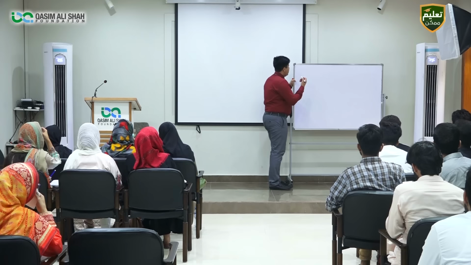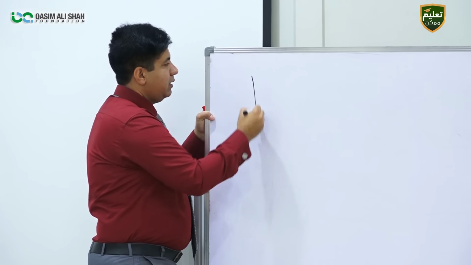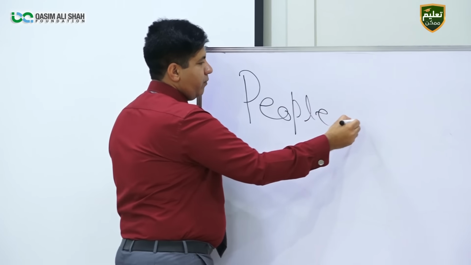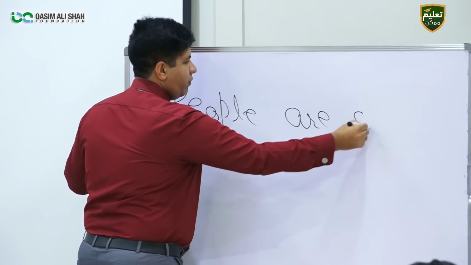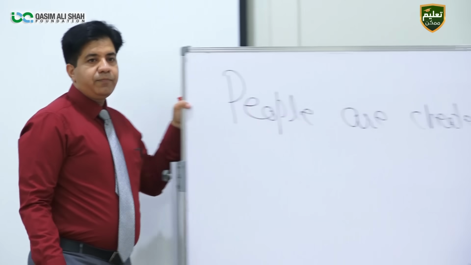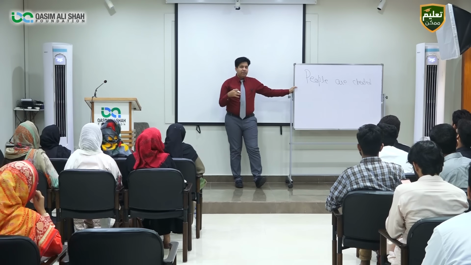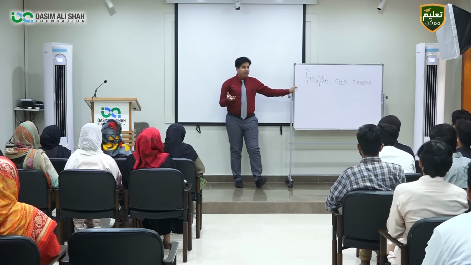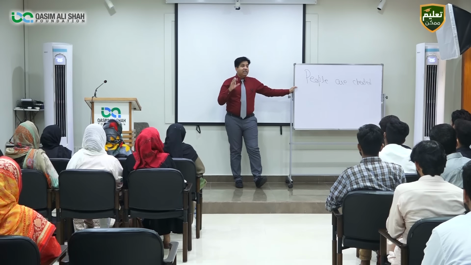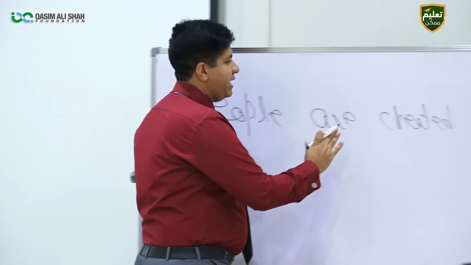Okay? Now, let's write a sentence and then we convert it to past and then we convert it to future. If I say this thing, people are cheated. I cheat people. People are cheated. What does it mean? लोगों को धोखा दिया जाता है. People are cheated.